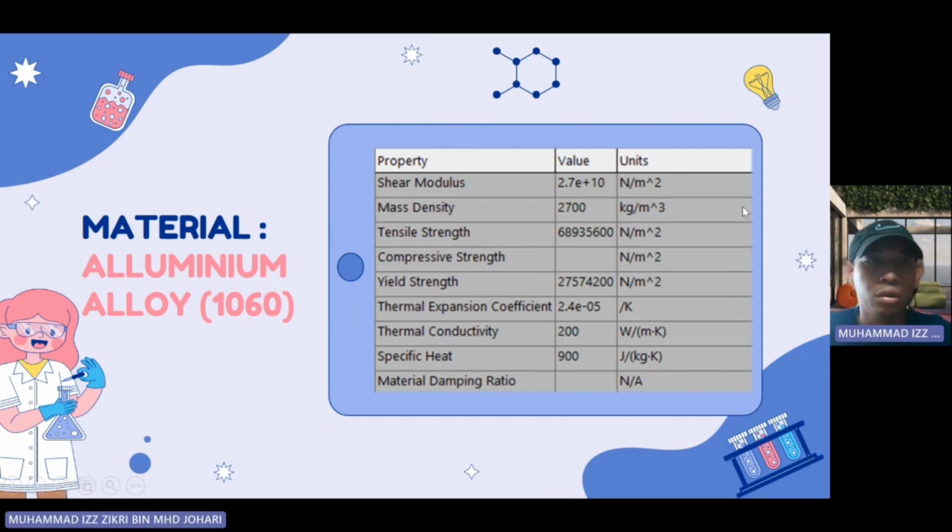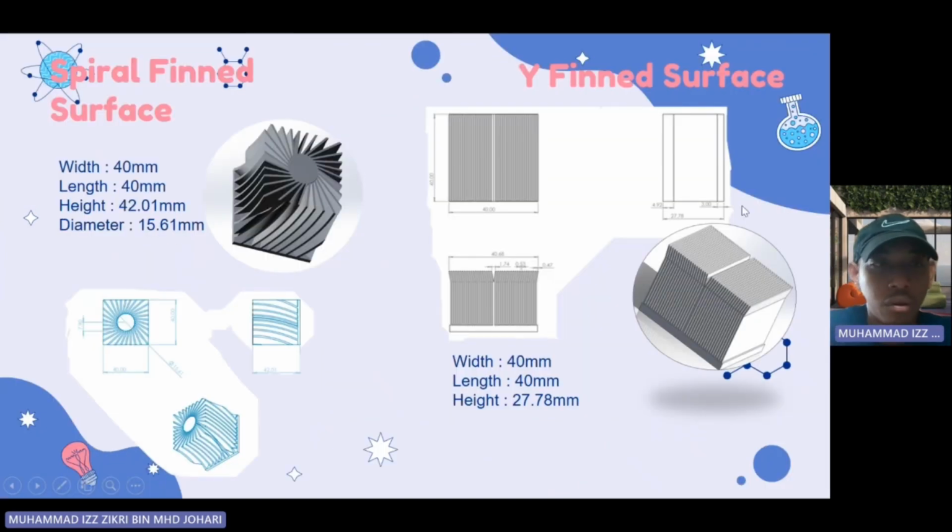And next, we go to the design of this material, which is spiral fin surface and Y fin surface. The width for spiral fin surface is 40 mm. The length is also 40 mm. The height is 42.01 mm, and the diameter is 15.61 mm. Meanwhile, for Y fin surface, the width is 40 mm, the length is 40 mm, and the height is 27.78 mm.